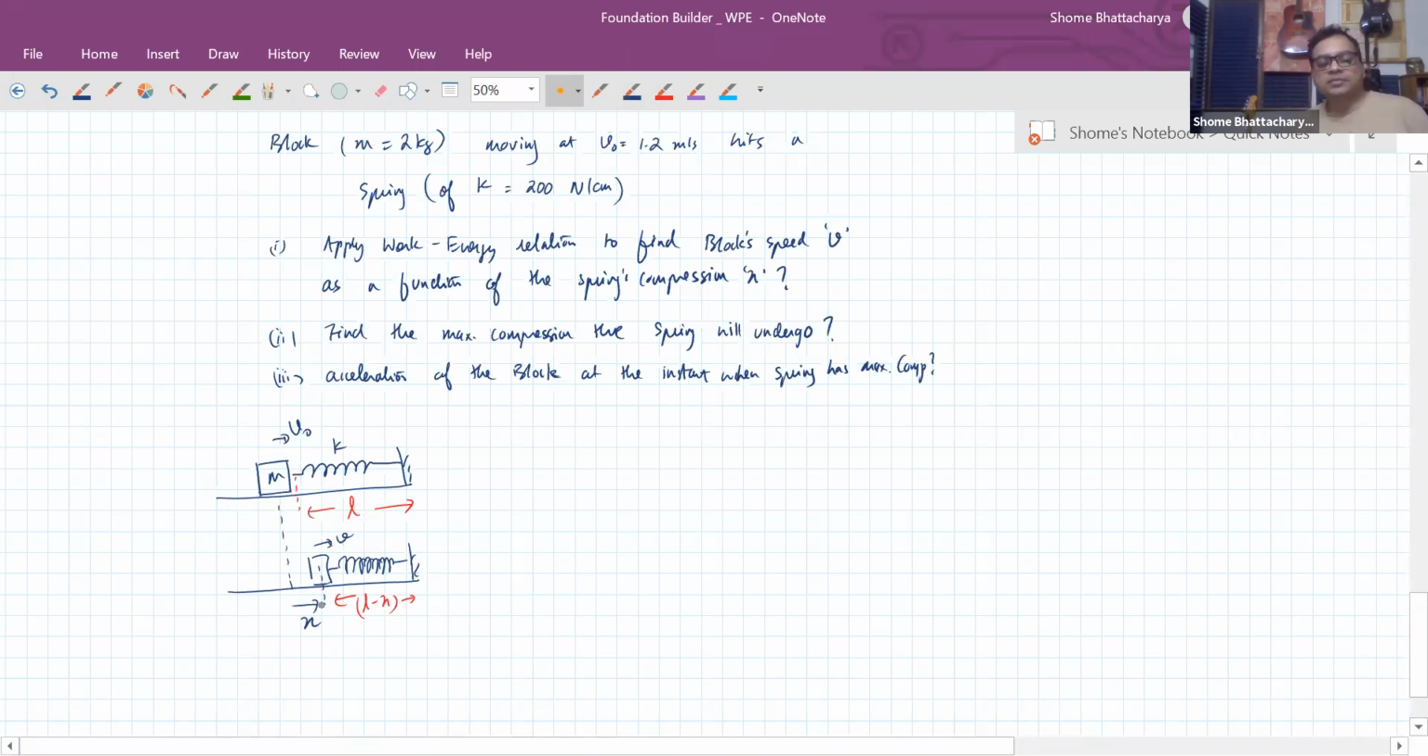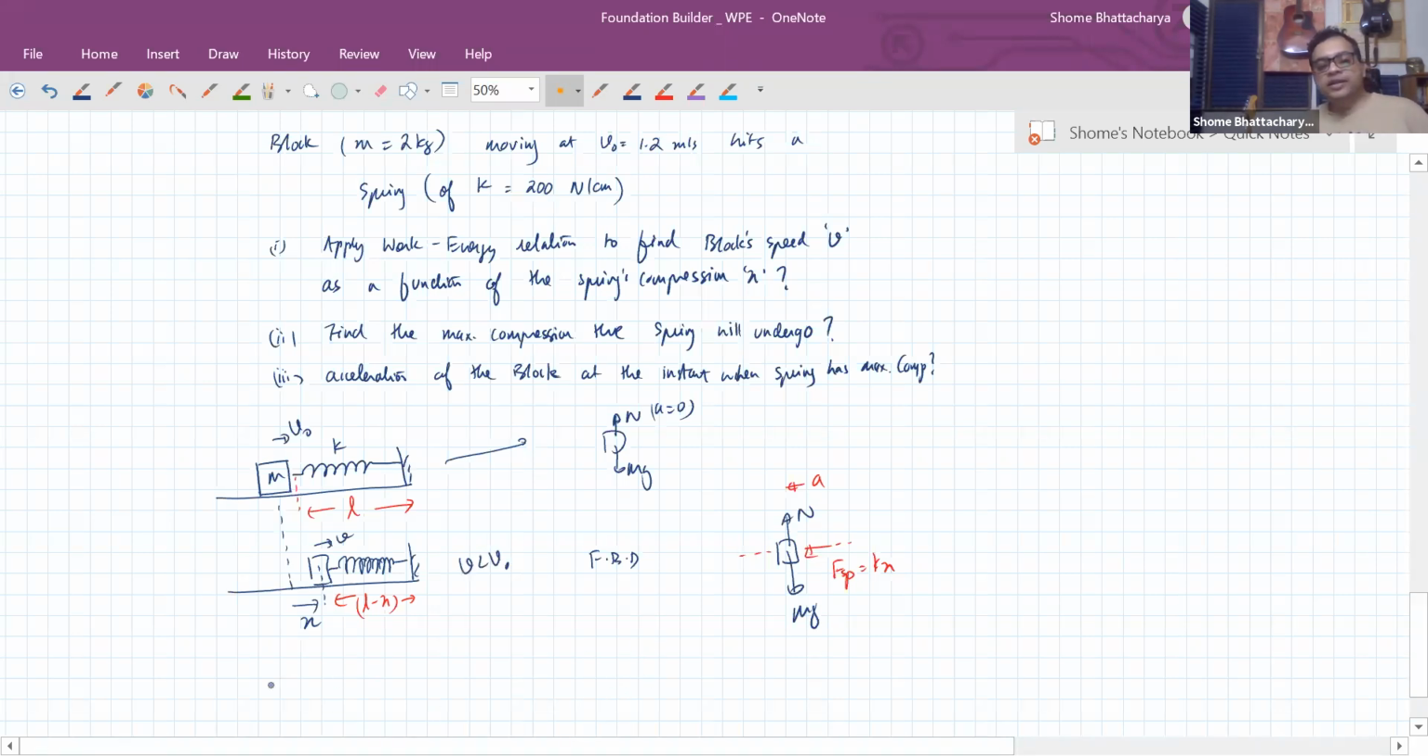So at this point of time, when the speed has become v, if we make a free body diagram of the block, you can see that the block is experiencing weight and normal reaction, but it is also experiencing spring force in this direction. And that spring force is equal to kx in magnitude. So that is what is causing the block to decelerate as it is moving. Whereas initially, when it was not in contact with the spring, it was moving with zero acceleration. But once it comes in contact with the spring, it starts decelerating. So you can see v has become less than v0.